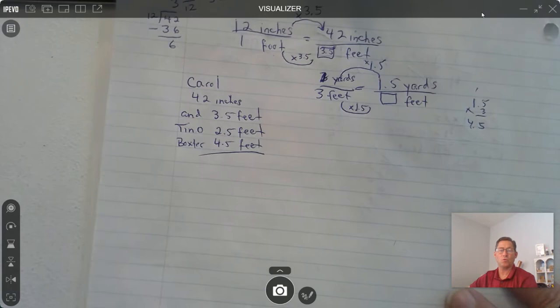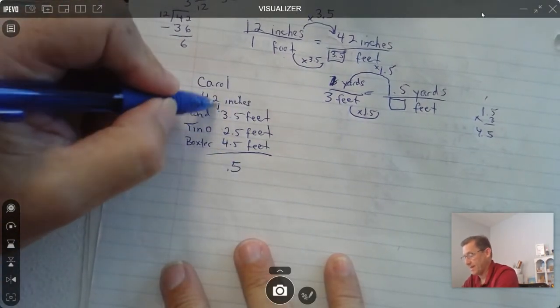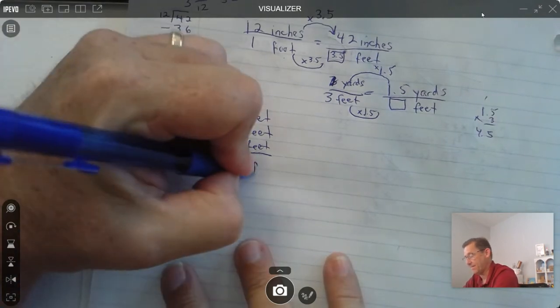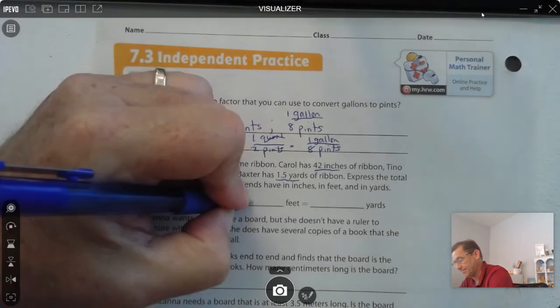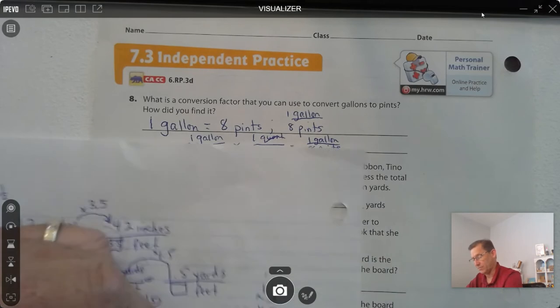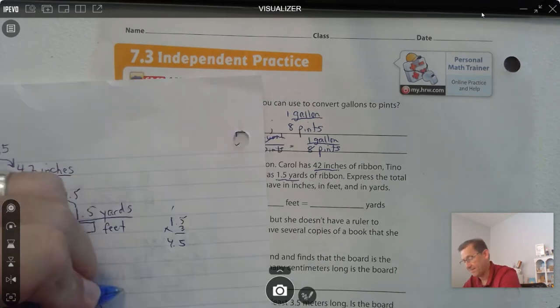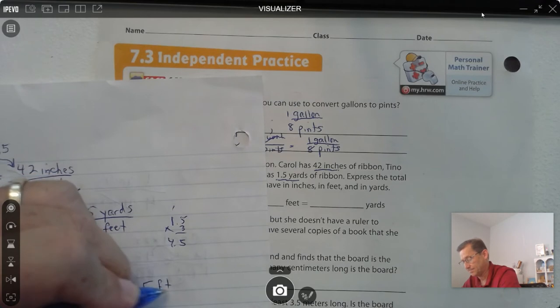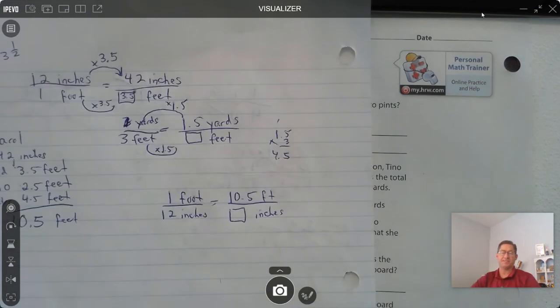All right, so what is their total number of feet? Well, 3.5, 2.5, 4.5, that's 10.5 feet for all 3 of them. So we can write that in. All right, now we can also use that number, because we know that 1 foot is 12 inches, and they have 10.5 feet. So how many inches is that?